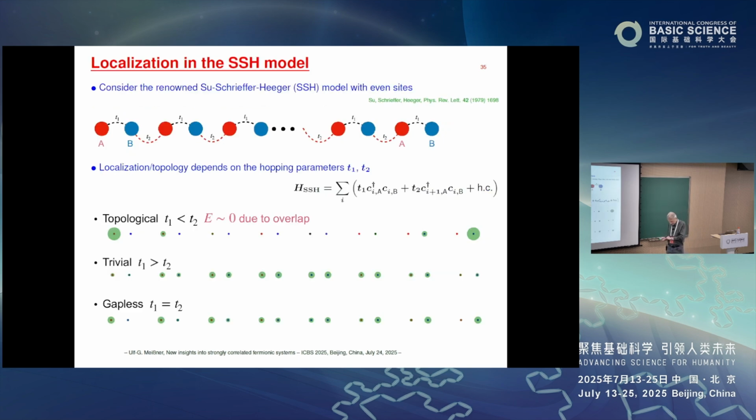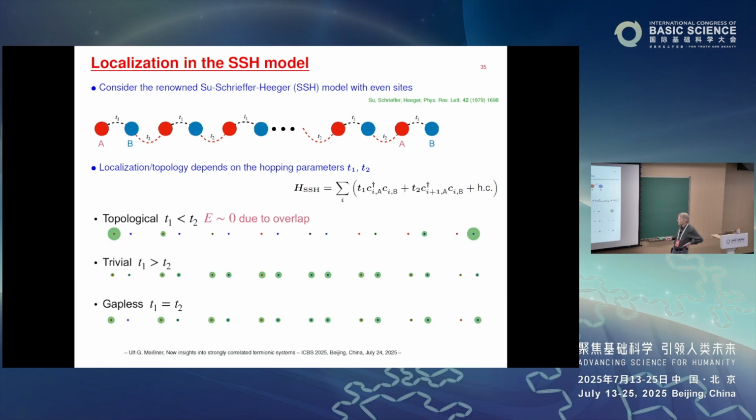And the final thing I want to discuss in the last 5 or so minutes is the SSH model, Su-Schrieffer-Heeger, which is very famous in condensed matter physics. It's a model where you have 2 different ions in one cell called A and B, and there's an intercell hopping parameter T1 and an intracell hopping parameter T2, and you usually have an even side. And then the localization or topology depends on the relative hopping parameters T1 and T2. So there's topology if T1 is smaller than T2.